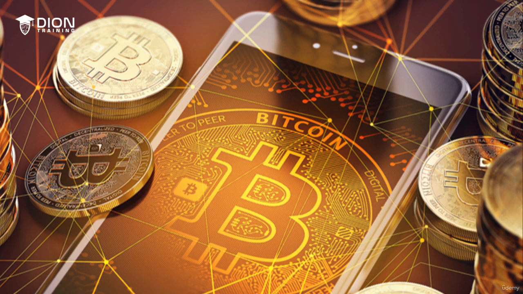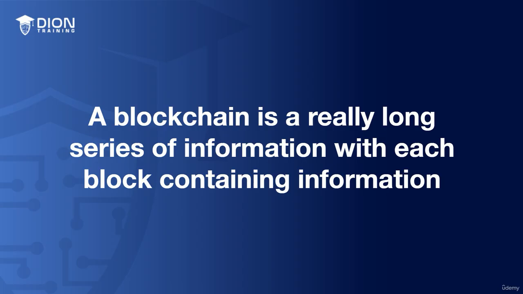For example, Bitcoin has been all the rage for about the last decade, and this was really the first commercially available type of thing that was using this blockchain technology. But when we talk about the blockchain, we need to really understand the way it works. It works by essentially creating a long series of information with each block containing information inside of it. That block is inside of the ledger that we're going to be talking about.